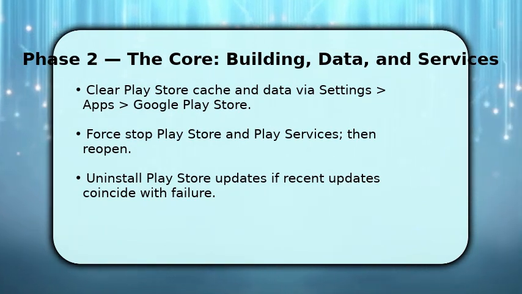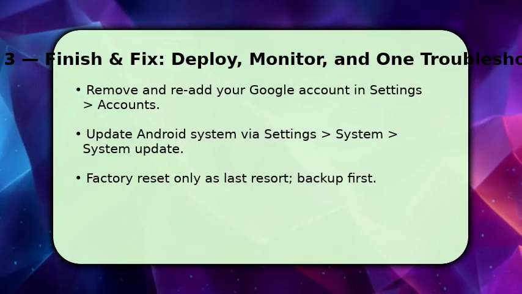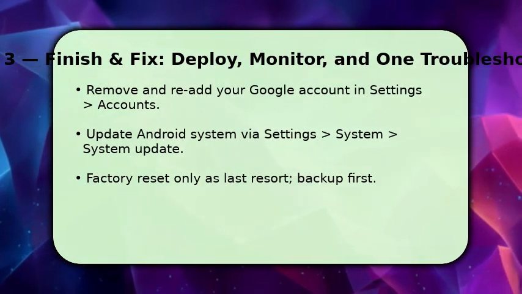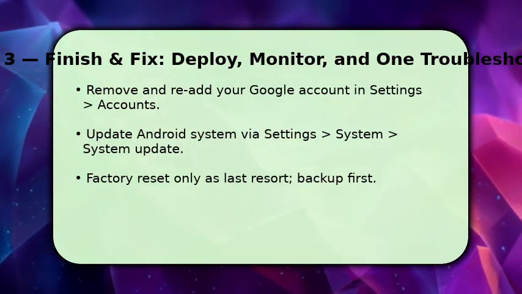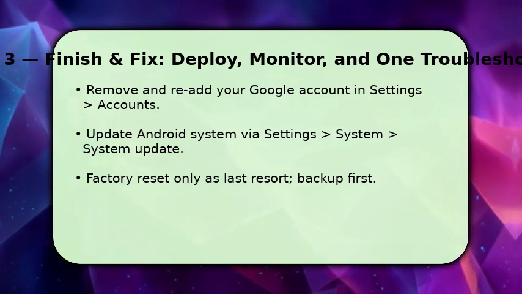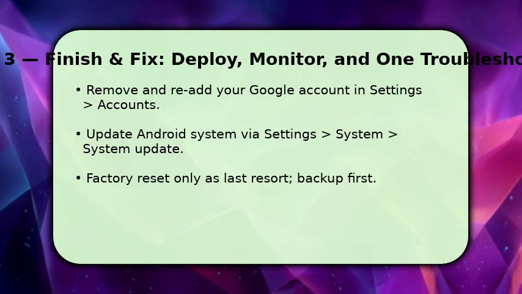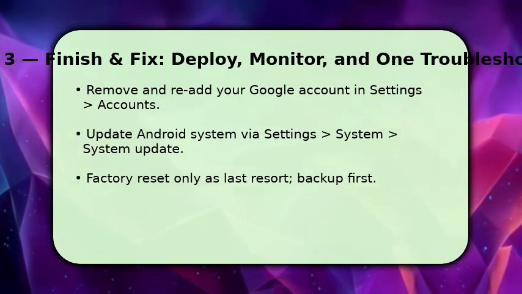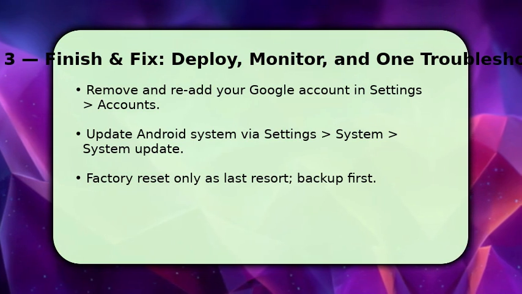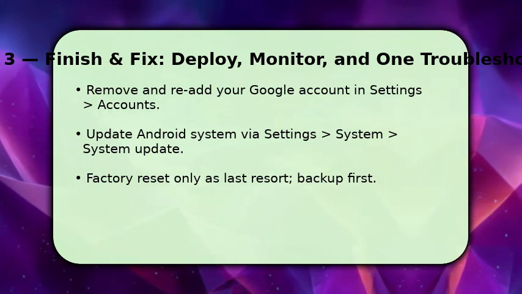Finally, perform deeper fixes. Remove your Google account and re-add it because re-authenticating clears token issues that block downloads. Then check for Android system updates and install them, since Play Store depends on system components. If problems persist, consider a factory reset as the last resort, backing up media and app data first.